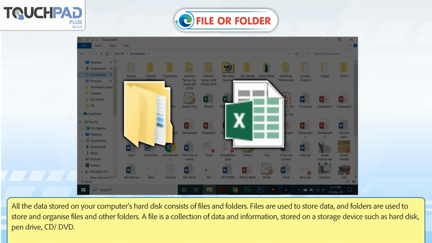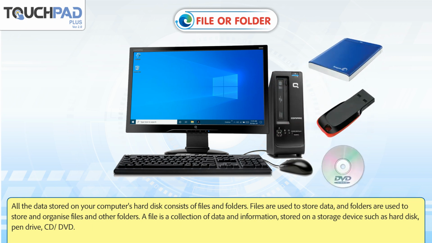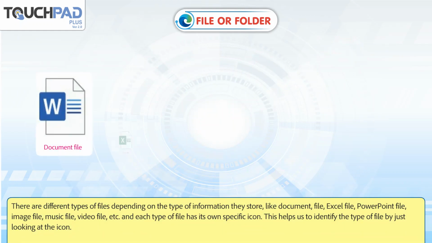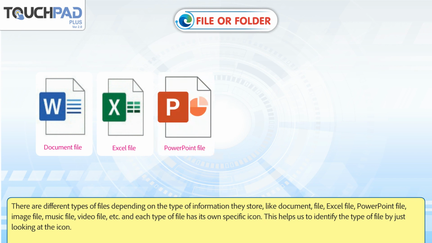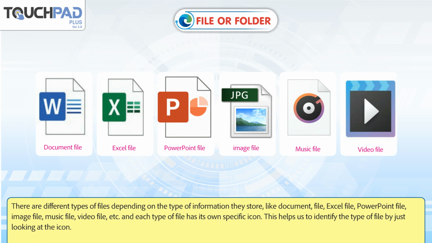A file is a collection of data and information stored on a storage device such as hard disk, pen drive, CD or DVD. There are different types of files depending on the type of information they store, like document file, Excel file, PowerPoint file, image file, music file, video file, etc. And each type of file has its own specific icon. This helps us to identify the type of file by just looking at the icon.